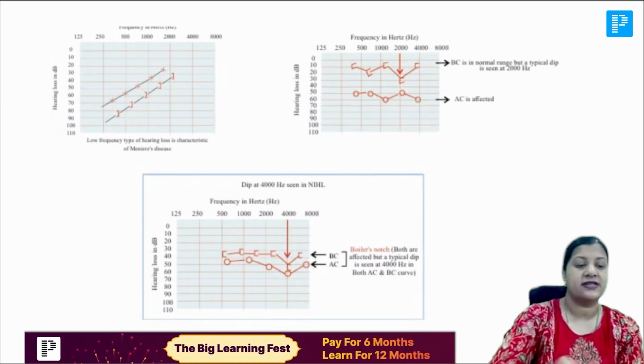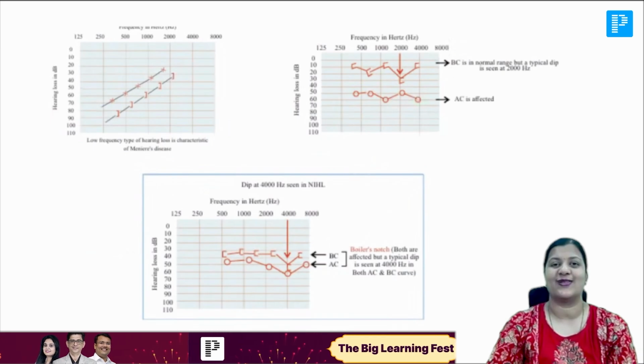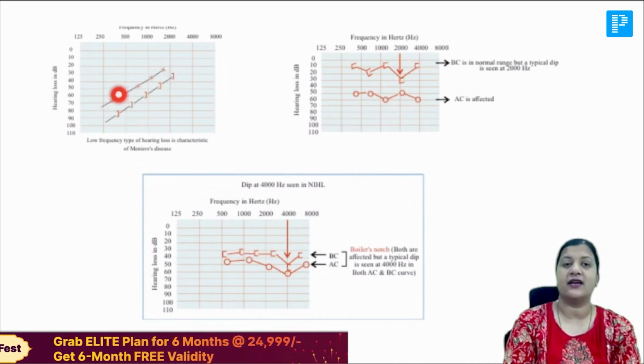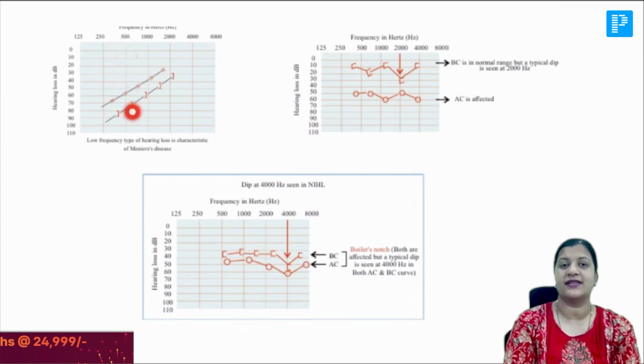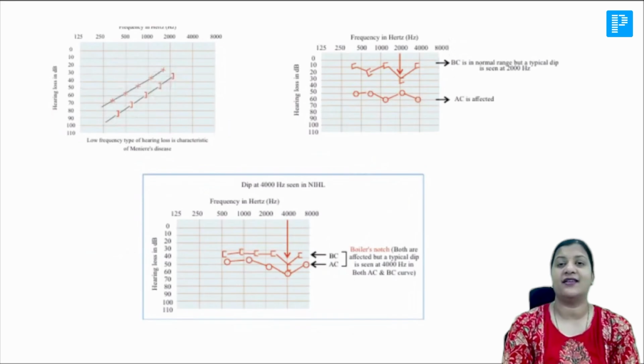An upsloping type of loss is seen in which condition? Where do you get this upsloping type of hearing loss? AC is abnormal, BC is abnormal, but hearing loss is more in the lower frequencies and better in the higher frequencies. So this kind of upsloping graph is seen in which condition? Very good, Meniere's disease. And now look at this graph.